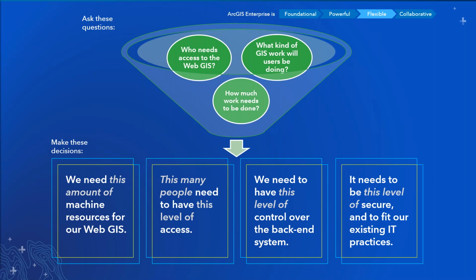These questions will help you make these decisions. We need this amount of machine resources. This many people need to have this level of access. We as administrators will have this much customization on the back end. We'll make it as secure as we need to, and with that strategy in mind, we'll show some different ways to carry out these decisions.